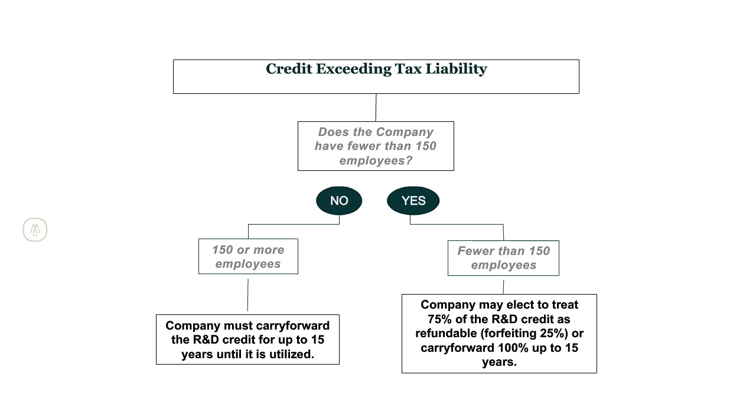If the answer is yes, you do have fewer than 150 employees, then you can elect the refundable credit, sacrifice 25% of it, and basically get 75% of that excess back in the form of a refundable credit. So it is important, as you're understanding this, that if you really believe you're going to be utilizing the credit, you have 15 years to do it. So evaluate whether taking a haircut of 25% is worth it, or getting the dollars today.